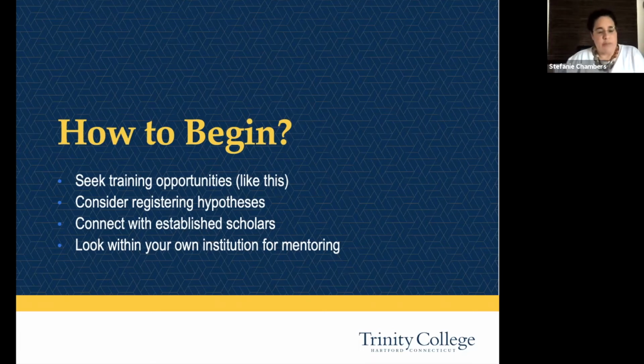This can be really helpful in the immediate research that you're doing in getting feedback, but it can also help you come up with a group of people who might be good reviewers for your scholarship, or reviewers when you get to the tenure and promotion process, or people who can help you find those reviewers. And then I would also say that you should look within your own institution for mentoring.